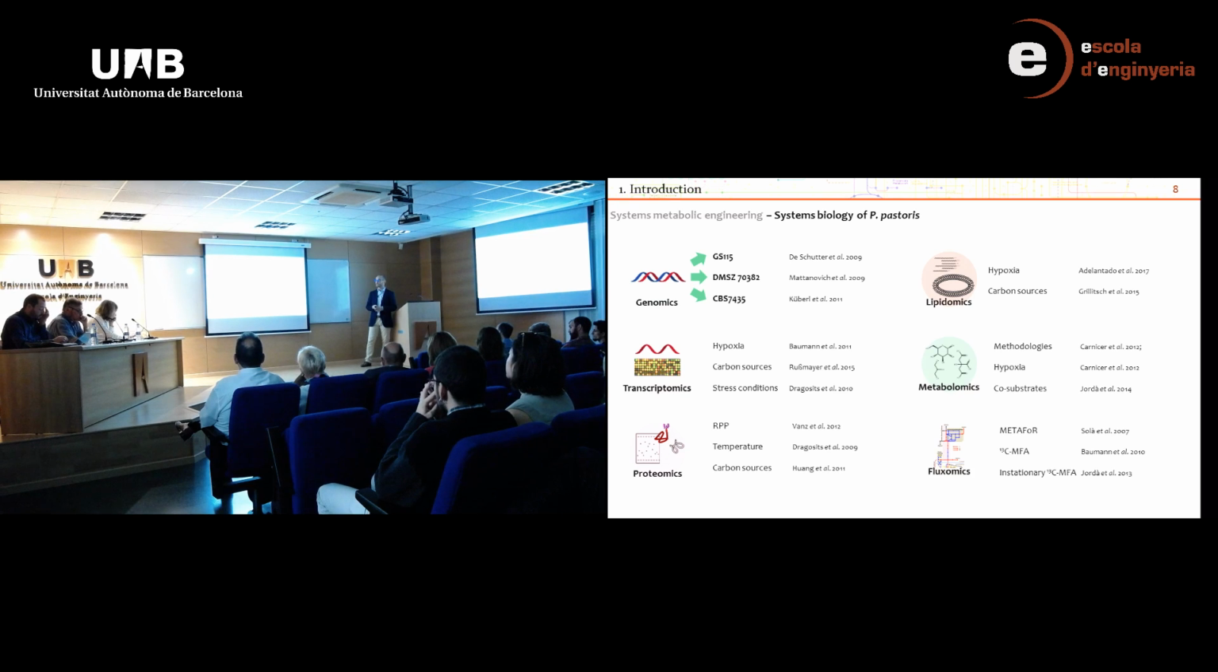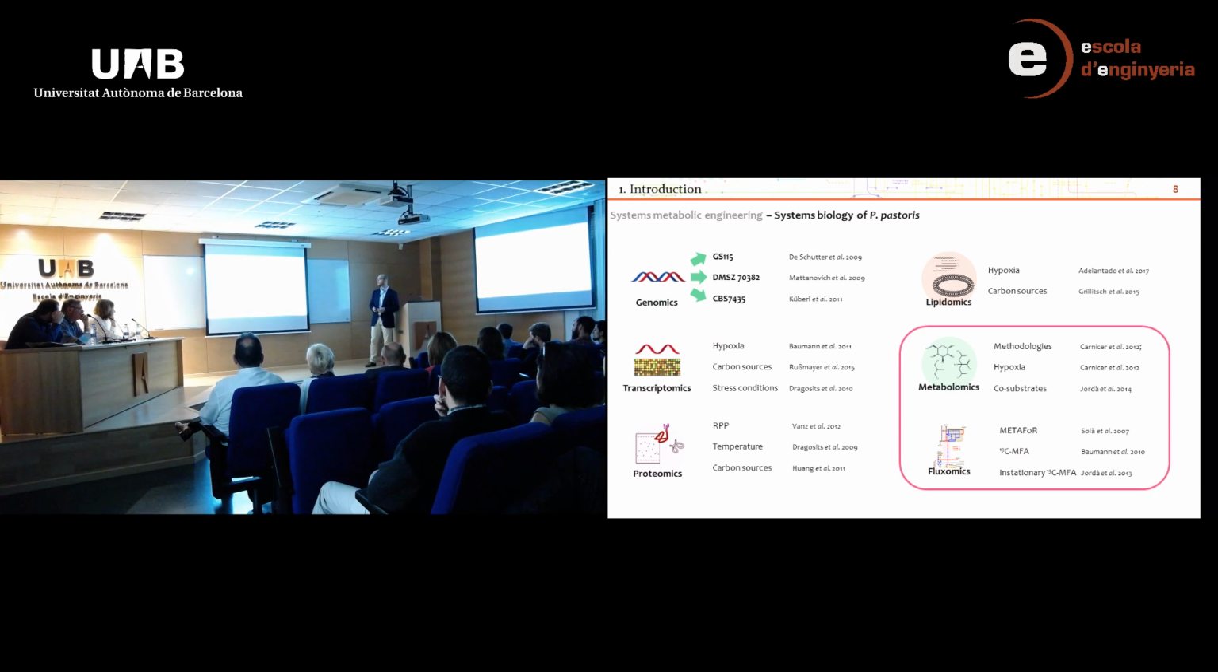Regarding Pichia pastoris, in the last 10-15 years, several omic platforms have been developed and implemented. For example, we have three public genome sequences available. In addition, there is several data on characterization of gene expression in different conditions, the same for proteomics, lipidomics, and in particular, our group has been involved in developing, adapting, and implementing metabolomic and fluxomic analytical techniques.